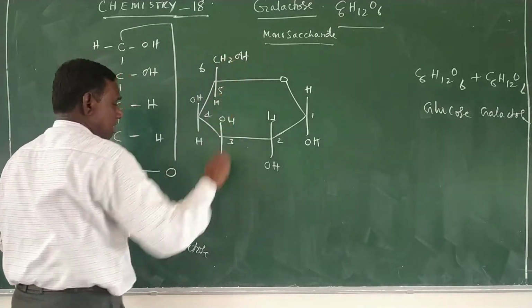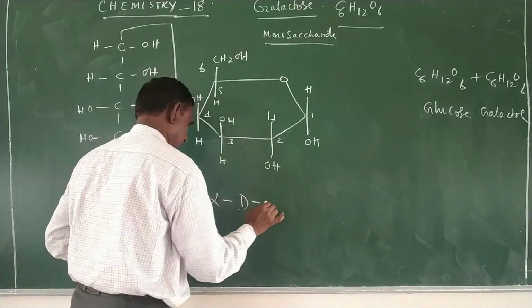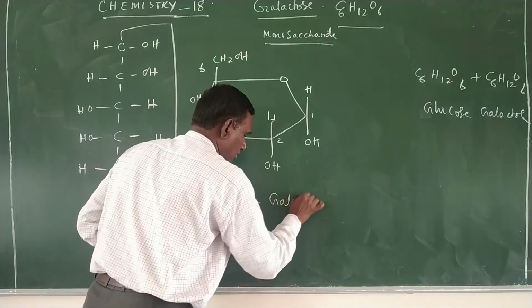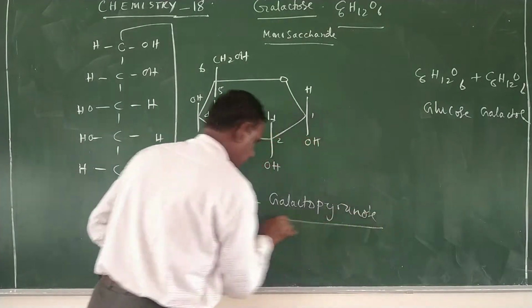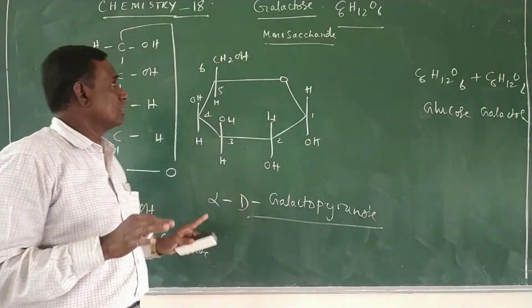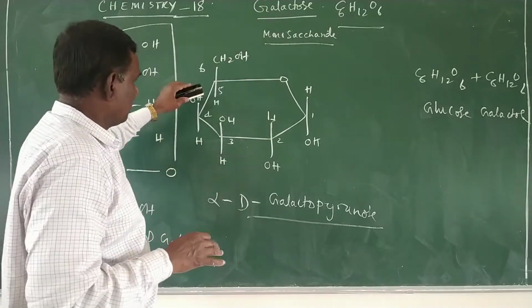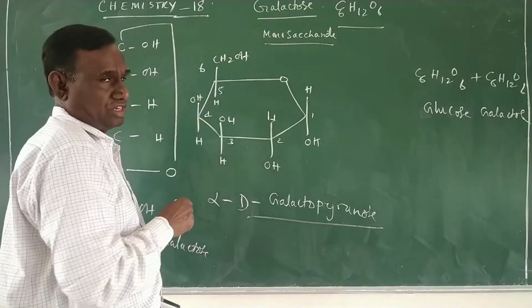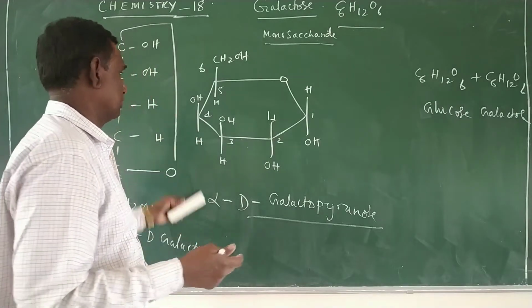So this is alpha D galactopyranose. Beta D means H and OH are interchanged, that's all. So this is the structure for galactose. Now this is also one monosaccharide, of course, in addition to glucose and fructose.